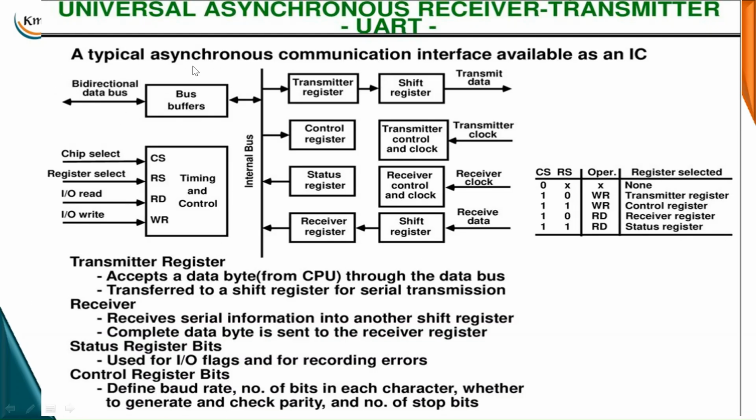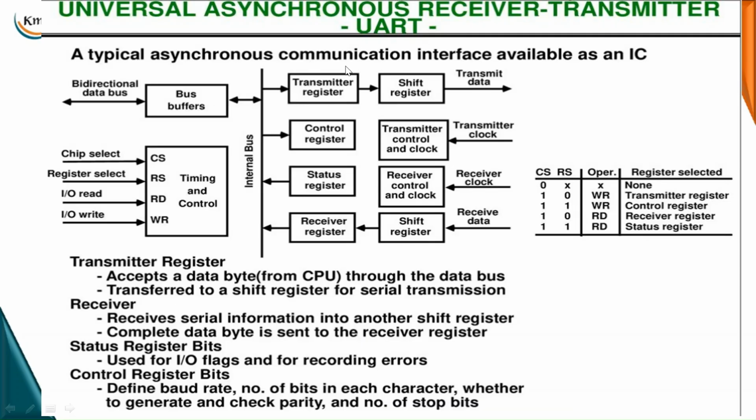So here, in the case of an asynchronous communication interface, we have a bidirectional data bus. Whenever communication has to take place between the CPU and the input output peripherals, it takes place through the internal bus by means of a bidirectional data bus. So here, this is the transmitter.